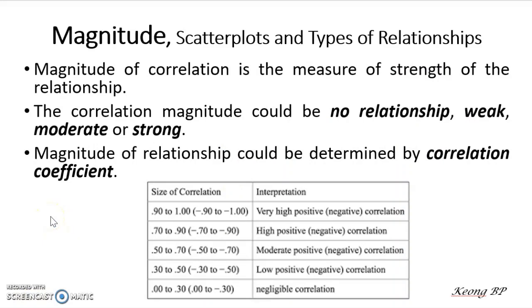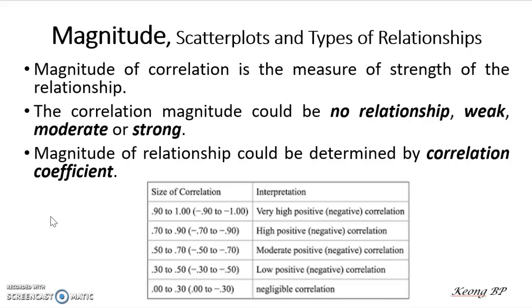Correlation might vary in their magnitude. What is meant by magnitude in correlation? Magnitude of correlation is the measure of strength of the relationship. The strength or the magnitude could be no relationship, weak, moderate, or strong.